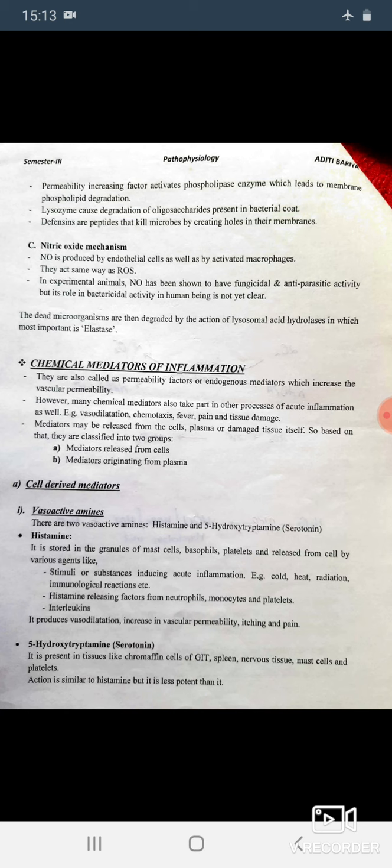Okay, so that is about the cellular events. First, exudation of leukocytes, and second, phagocytosis. I hope you have cleared all the two topics.